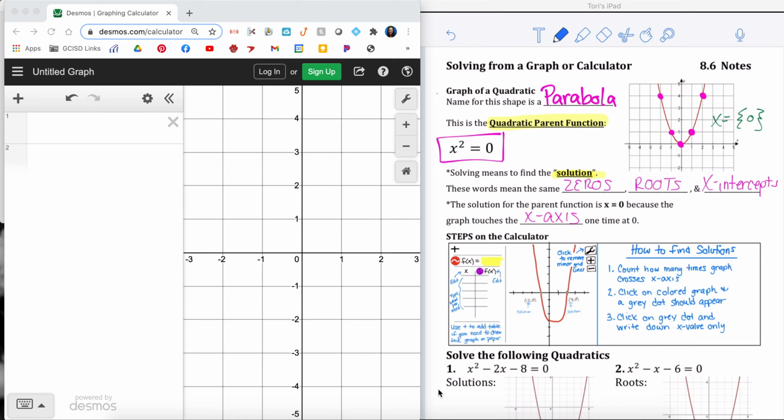Hey guys, we're back with the notes for 8.6. We're going to be solving quadratics from a graphing calculator. Now, if you're watching this video, you should be an asynchronous learner, which means that you are doing this from home without a calculator, and you're going to be doing it on Desmos.